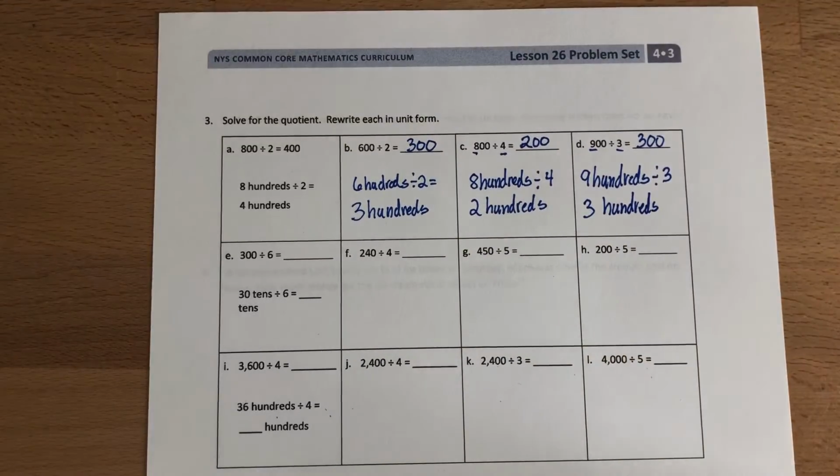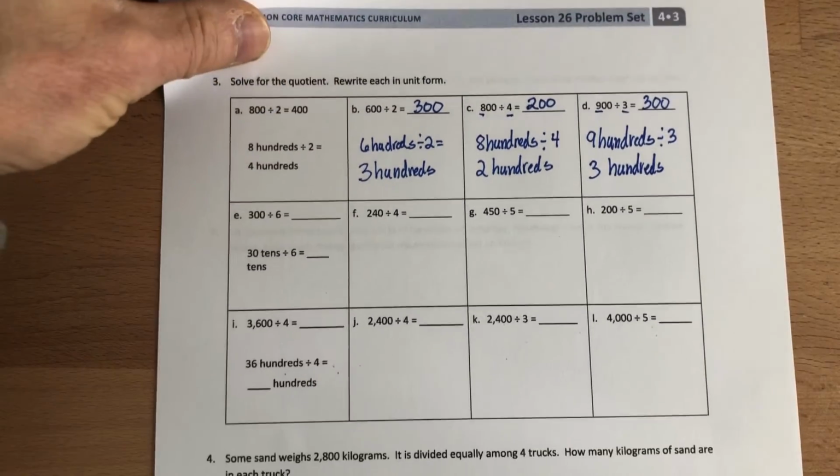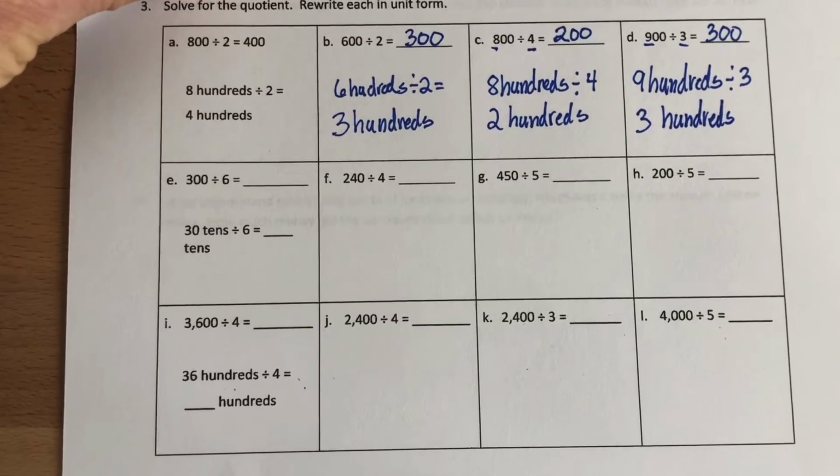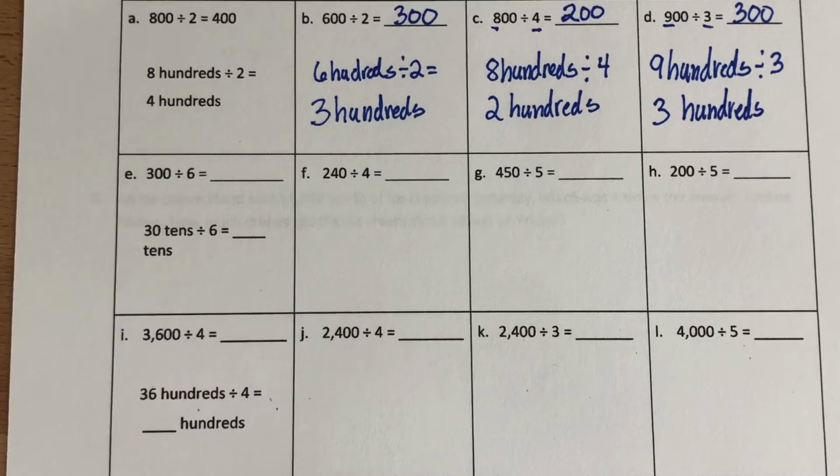Okay, teachers, if you need to pause here or review this or do this on your own, be my guest. Okay. All right, so now we're on to E. Let me zoom in a little bit there. 300 divided by 6. Ooh.